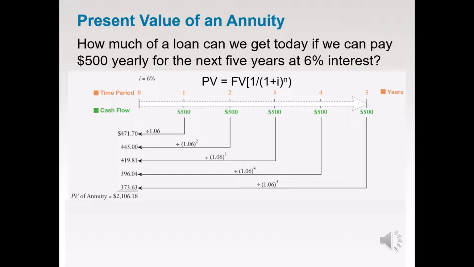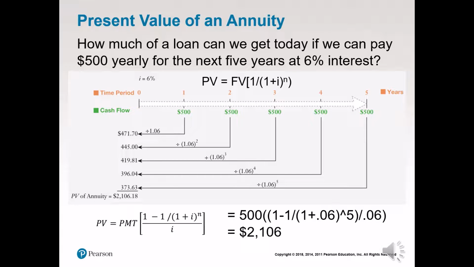Each year can be calculated separately as if it was a lump sum, coming up with the present value of each one of these lump sums, totaling them up to identify the present value of this annuity of 5 payments of $500. And the loan that we could get today, if we could make this kind of a payment, would be $2,106.18. Now I'm showing you the math equation to calculate one time using the annuity calculation. We're still going to choose to use our financial calculator or Excel.